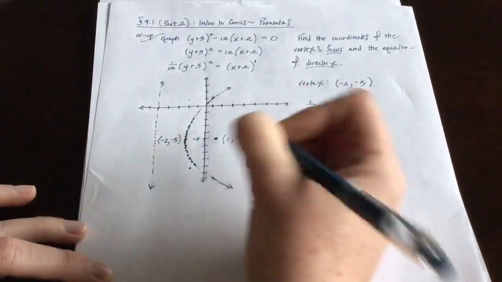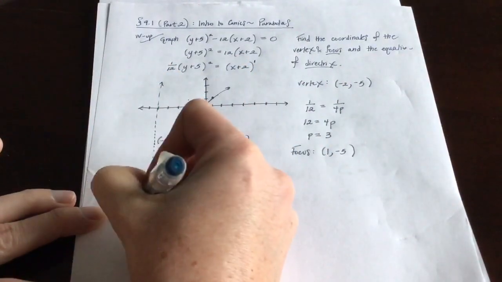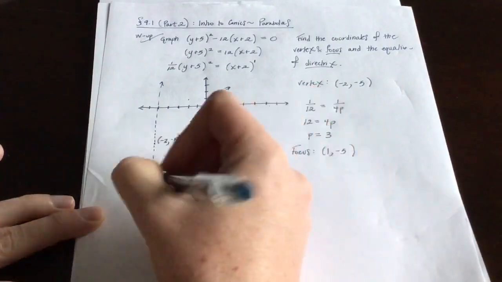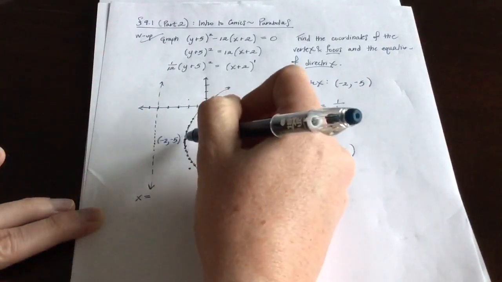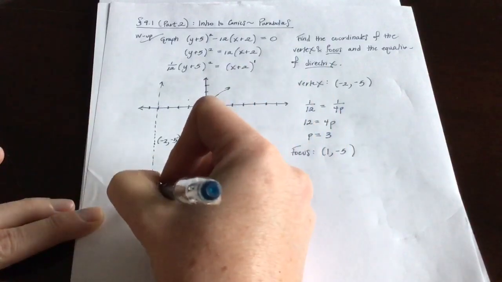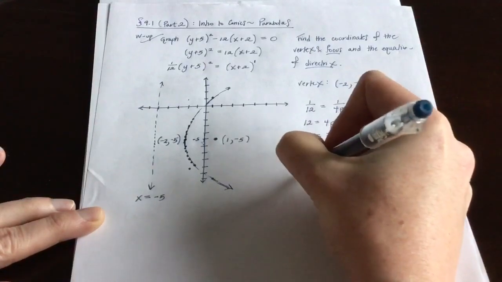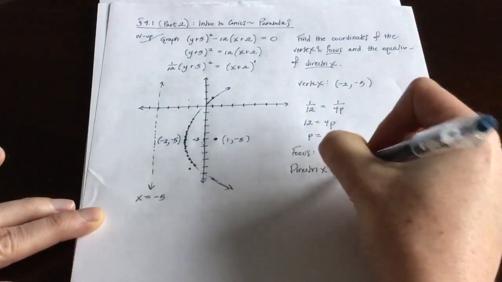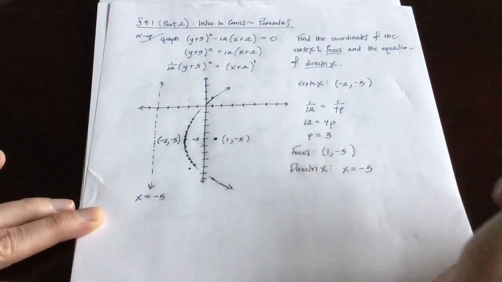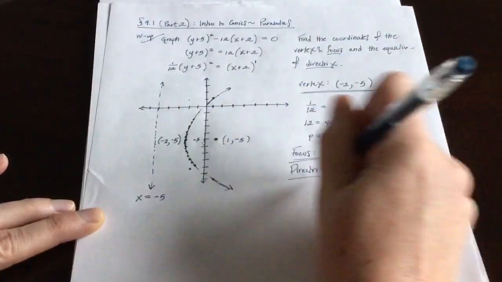There we go. And so your directrix, it's a vertical line, so this would be a collection of all points at the same x-coordinate. And what would that x-coordinate be? You went to the left 3 from this point right here. So that would be x equaling -5. So your directrix would be at x equals -5. There we go.